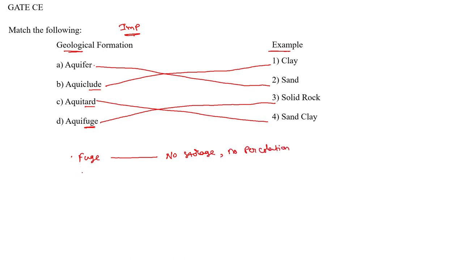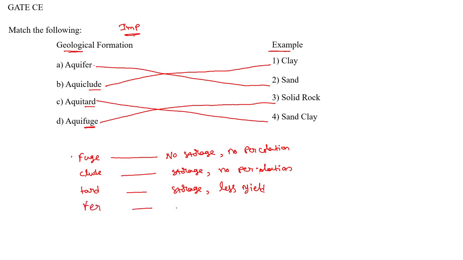Okay, fuge: no storage, no percolation. Sorry for my bad handwriting. Next is aquitard: storage, less yield. Aquifer: storage, good yield. Maybe this way may help. I did not think of any shortcut before. Maybe in this way you can remember.